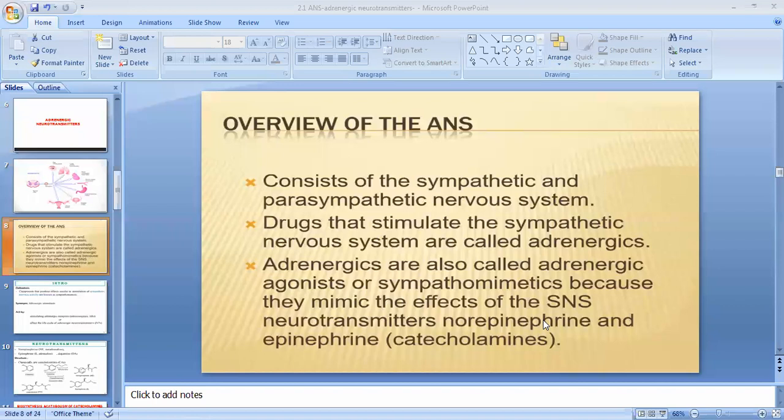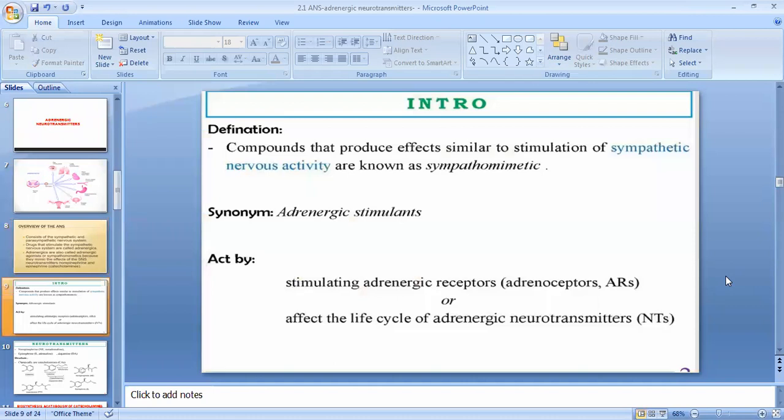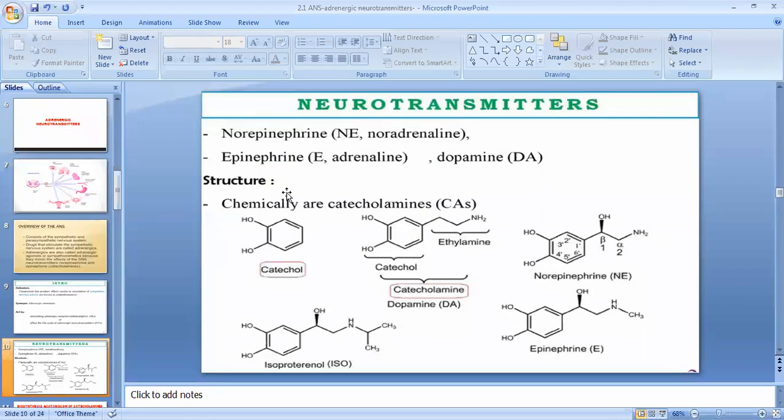Now, we all know catechol and amine. Why are these neurotransmitters of the sympathetic nervous system, or adrenergic nervous system, called catecholamines? The name is given because of their chemical nature, or their chemical structure. Their chemical structure involves the presence of a catechol ring. A catechol ring is nothing but two hydroxyl groups attached to a benzene ring. So their structure is catechol plus amine. That's why they are named catecholamines.